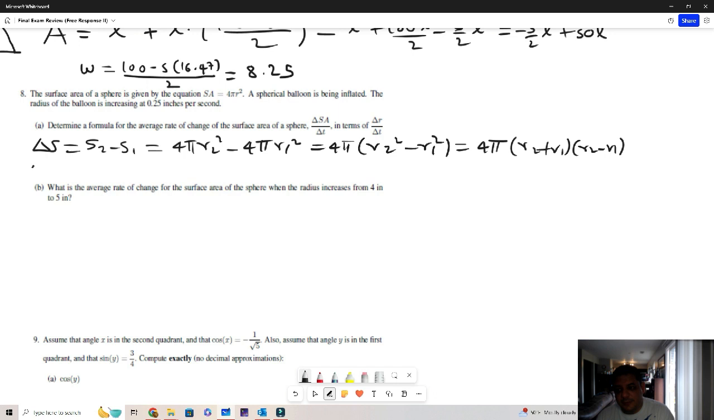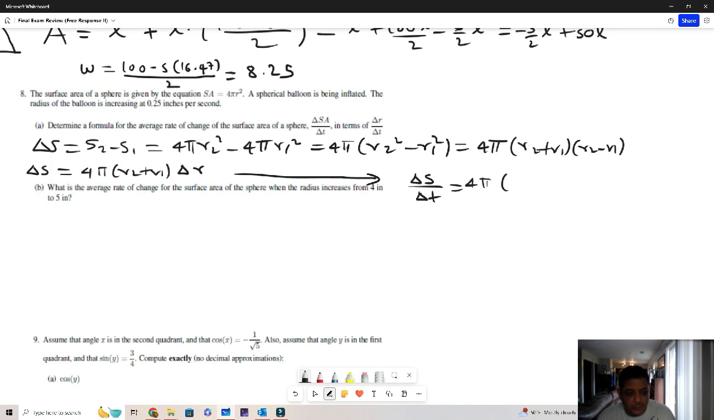Now notice that this means delta S is 4 pi times R2 plus R1, times delta R. And then we can divide, of course, by delta T. So dS/dt is going to be 4 pi times R2 plus R1 times dR/dt. And so that completely gives me what this is.